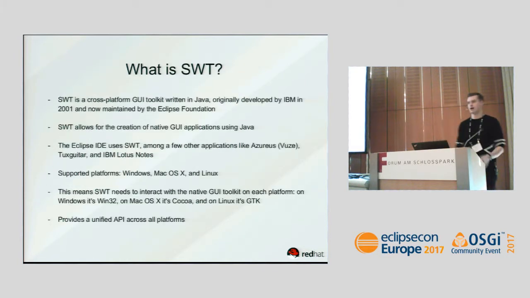So first off, I assume you all know what SWT is, but I'll give you a brief overview just in case. It's a cross-platform GUI toolkit written in Java, originally developed by IBM, now at the Eclipse Foundation, and now maintained by Red Hat and a few other contributors, including IBM still. The whole purpose of SWT is that you can create native-looking applications using a unified API. So you can develop for Mac, Windows, Linux, and you don't have to worry about dealing with individual toolkit constraints yourself. You can just write one application in Java, and it will look native on each platform that you run it.